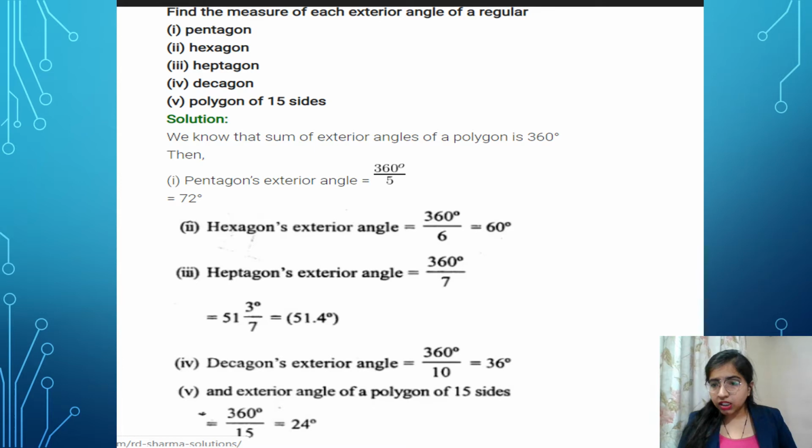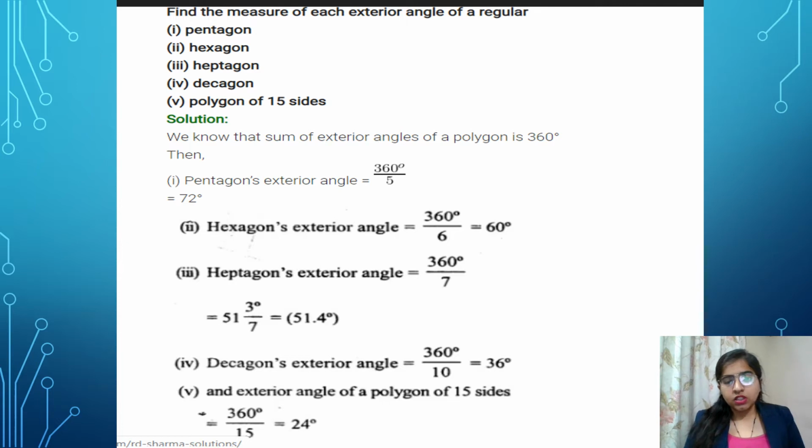For polygons, first of all, you must know about various things. That is, what is a pentagon, what is a hexagon, what is a heptagon, what is a decagon, and what is a polygon of 15 sides. Okay. So, students, what is a pentagon? A pentagon is a polygon with 5 sides. A hexagon is a polygon with 6 sides. What is a heptagon? A polygon with 7 sides. What is a decagon? A polygon with 10 sides. And a polygon of 15 sides is a polygon having 15 sides.